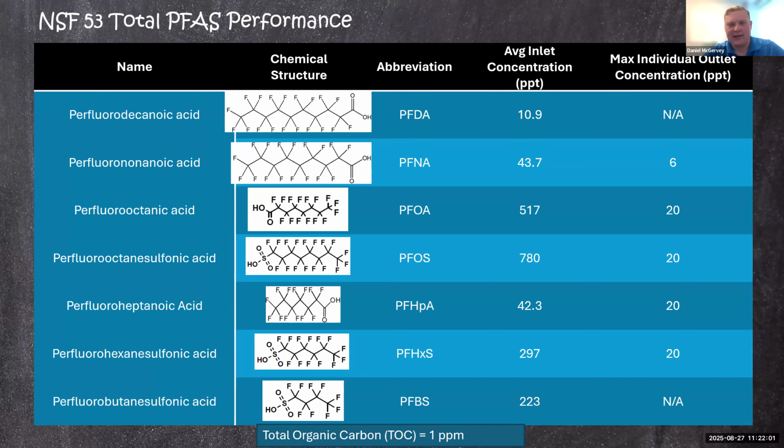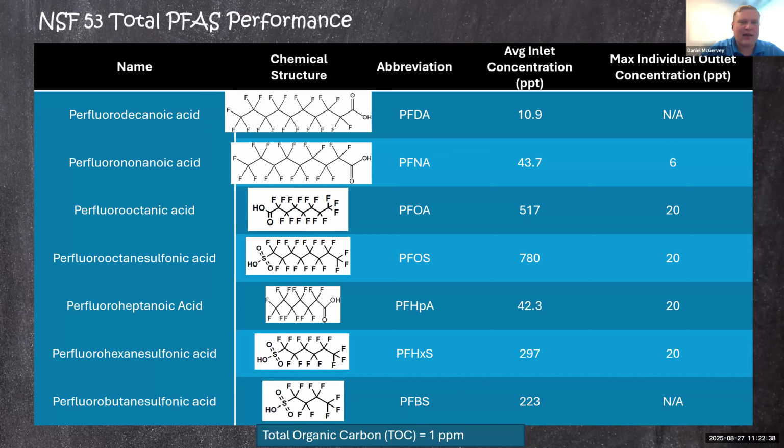We first look at the standard test, which is the maximum individual outlet concentration, 20 parts per trillion for a lot of these, except for PFNA, which is 6. There's no specific individual concentration for PFDA or PFBS. Also note this was run with a total organic carbon concentration of 1 ppm. Sometimes TOC can be a contaminant that interferes with PFAS performance, although at a level like this, that's really not too much of an issue. We're not going to see too much of a difference in this case.